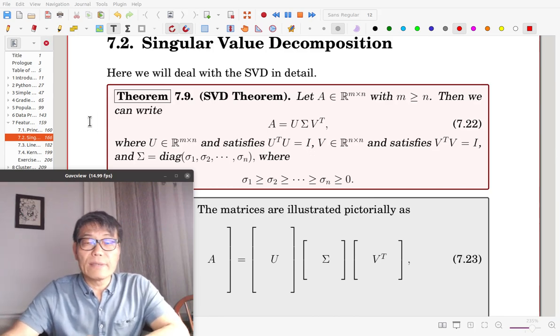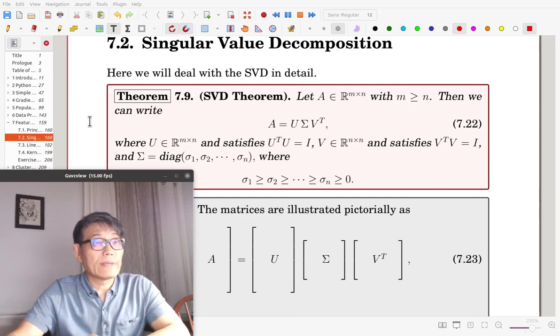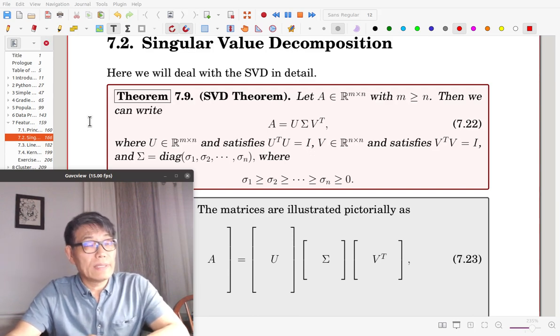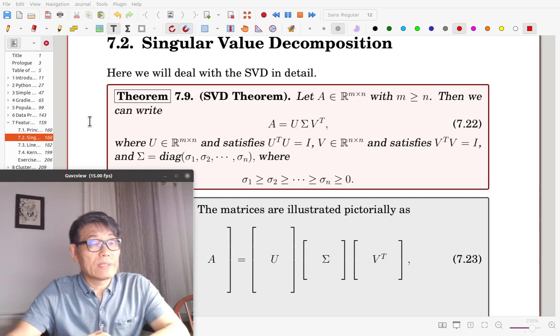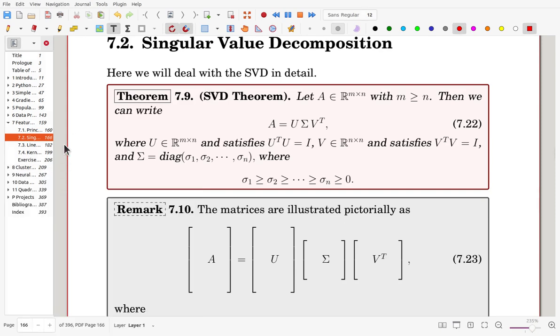It is section 7.2, singular value decomposition, SVD. In this section, we'll study the SVD in detail. Here we have the SVD theorem.